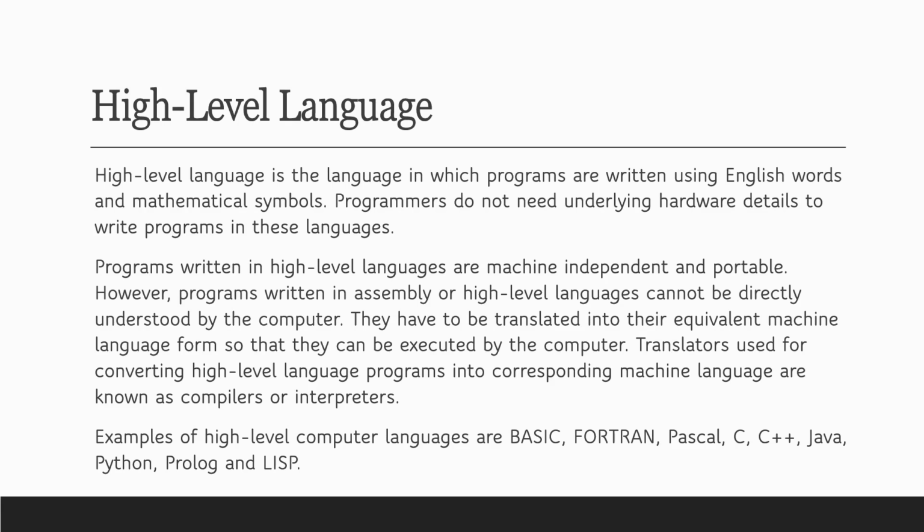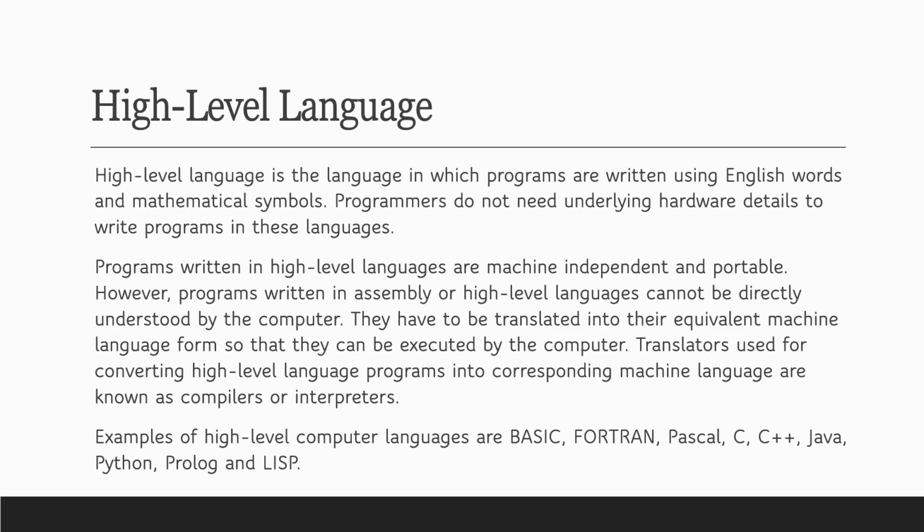High level language. Imagine you had to speak to a computer only in zeros and ones. It would be extremely difficult. That's why we use high level languages. These languages allow us to write programs using simple English words and mathematical symbols, making programming much easier to understand.